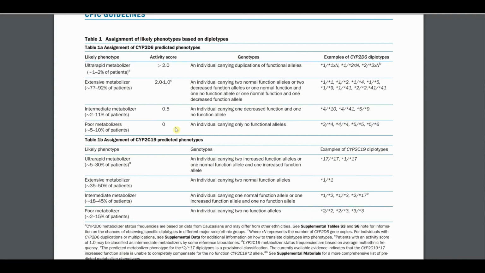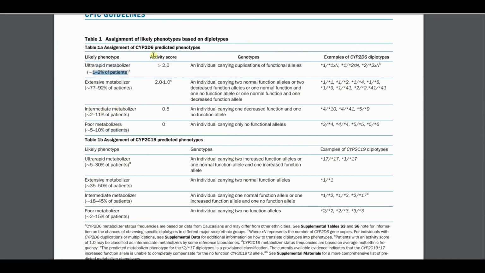So let me just say a few other things about this table real quick. These tables are real nice because they'll tell you approximately how many patients land in these different groups. So as you can see, the majority of patients are normal metabolizers, and then anywhere from 5 to 10% are intermediate and poor, while a very low number, but not an insignificant number, are ultra-rapid metabolizers.